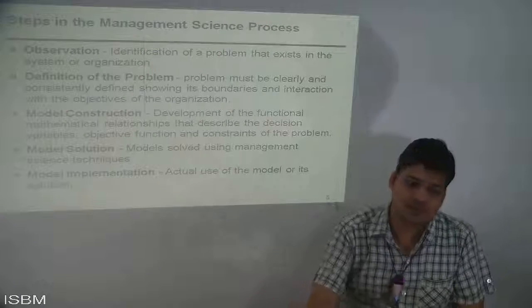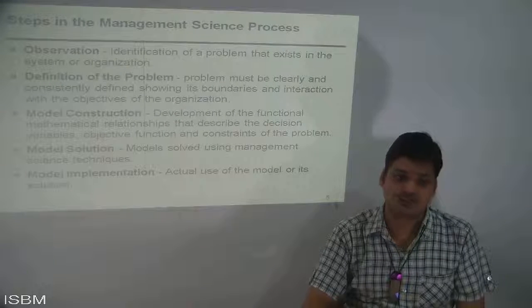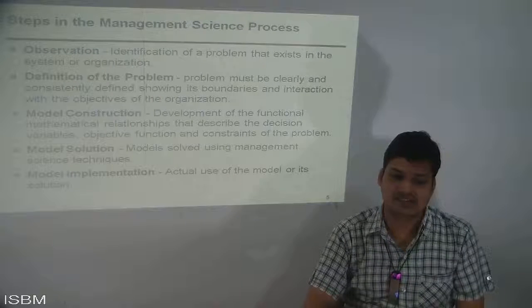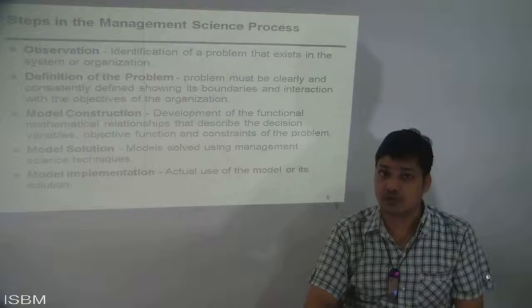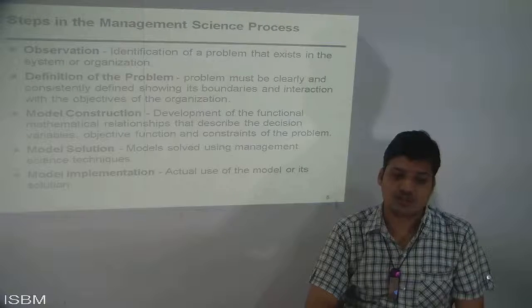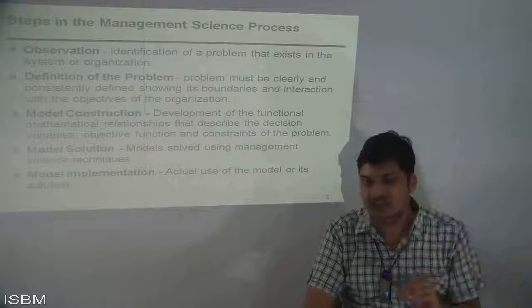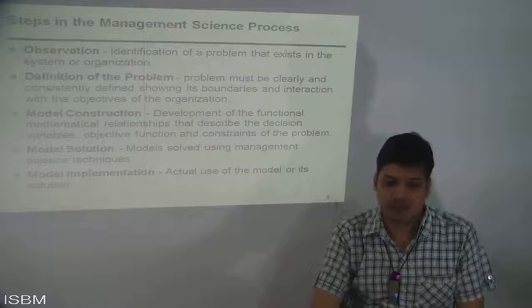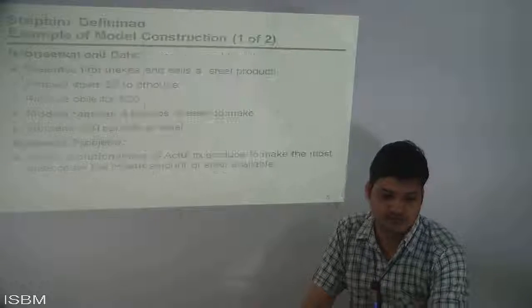The steps of the management science process: first, observation, identify a problem that exists in a system or organization. Second, definition of the problem. The problem must be clearly and consistently defined, showing its boundaries and interaction with the objective of the organization. Third is model construction, the development of a functional mathematical relationship that describes the decision variable, objective function and constraints of the problem. Fourth, model solution. The model is solved using a management science technique. Fifth, model implementation, the actual use of the model or its solution.